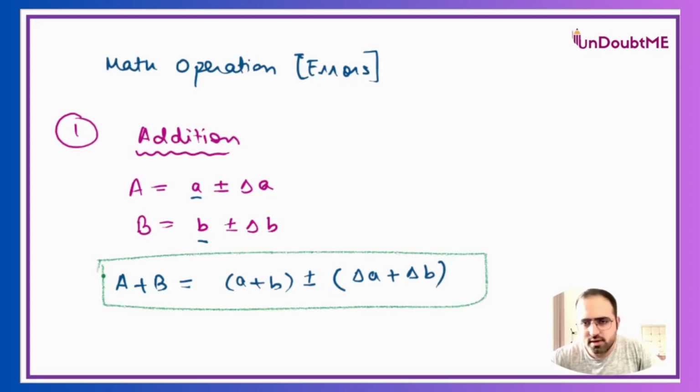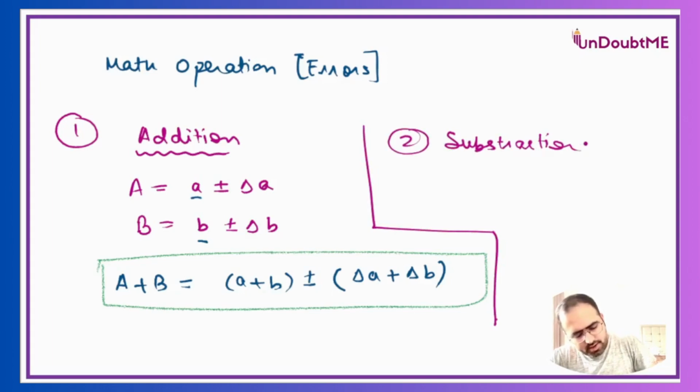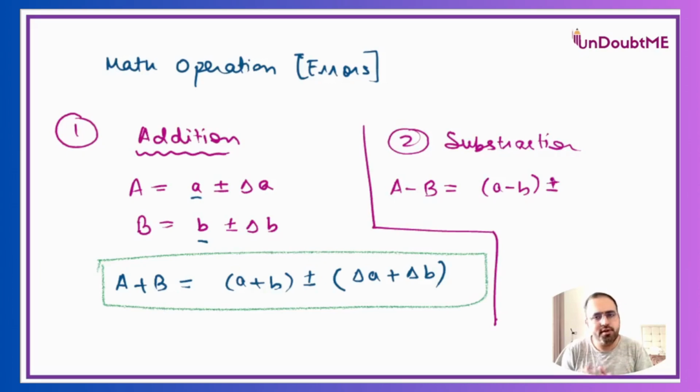The next one is subtraction. In subtraction, there will be only one difference, so I'll just write here: if we have subtraction, then I'll have the same quantities. If I have to do A minus B, then A and B will be subtracted. Though we are dealing with two quantities having two different errors and we are subtracting them, the error will be added. Whether you are adding or subtracting the quantity, the net error for both of them will be added.